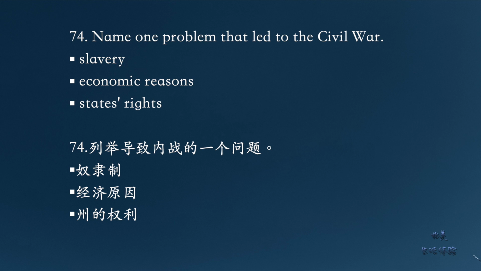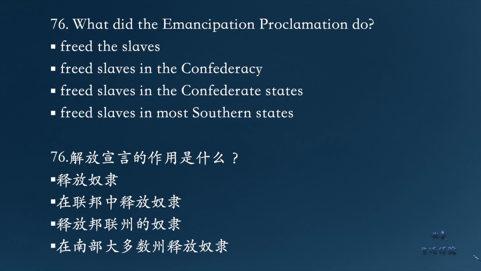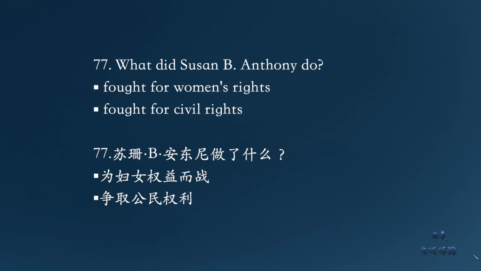Name one problem that led to the Civil War. Slavery, economic reasons, states' rights. What was one important thing that Abraham Lincoln did? Freed the slaves, Emancipation Proclamation, saved or preserved the Union, led the United States during the Civil War. What did the Emancipation Proclamation do? Freed the slaves, freed slaves in the Confederacy, freed slaves in the Confederate states, freed slaves in most southern states. What did Susan B. Anthony do? Fought for women's rights, fought for civil rights.